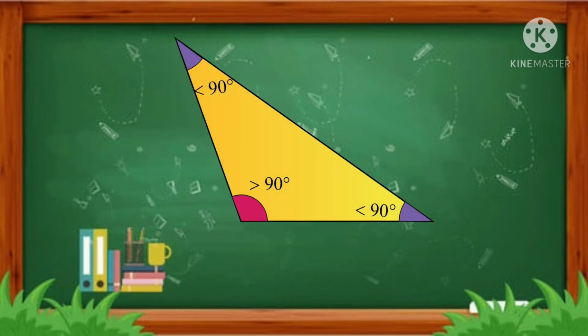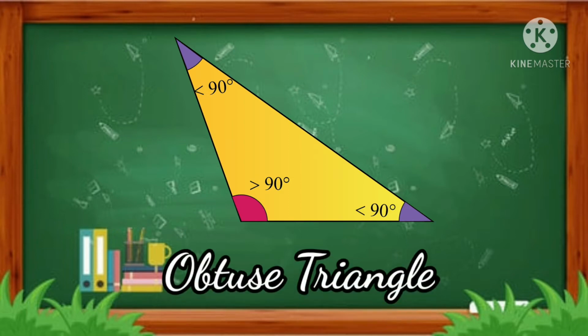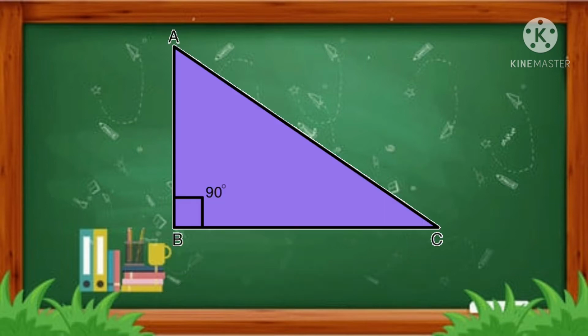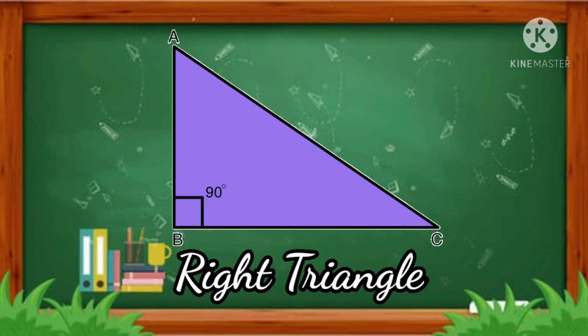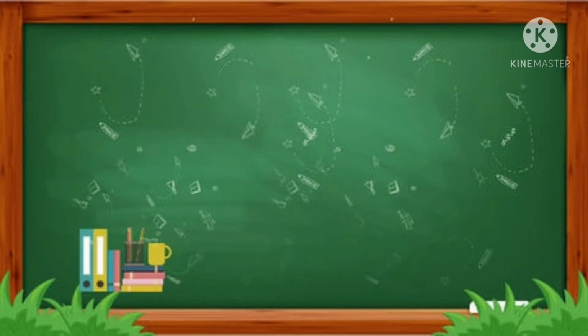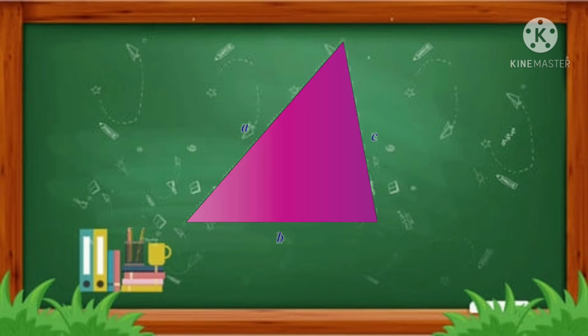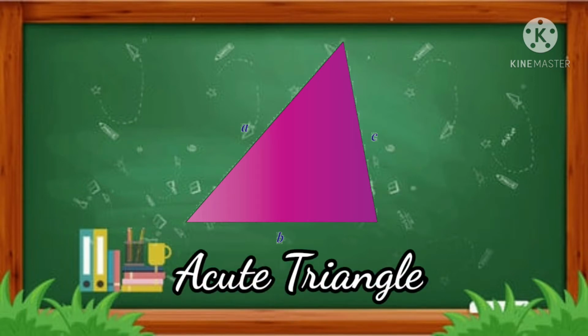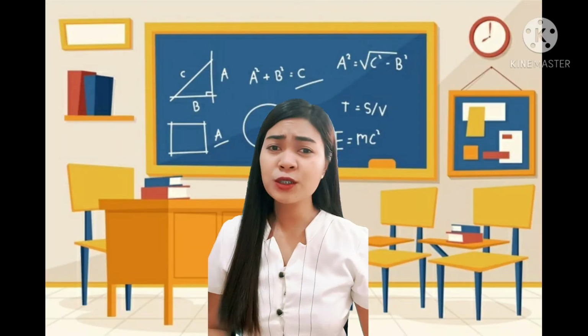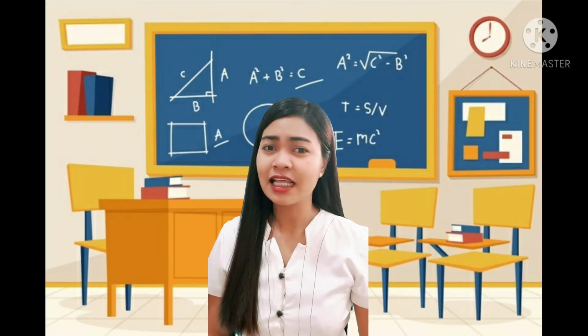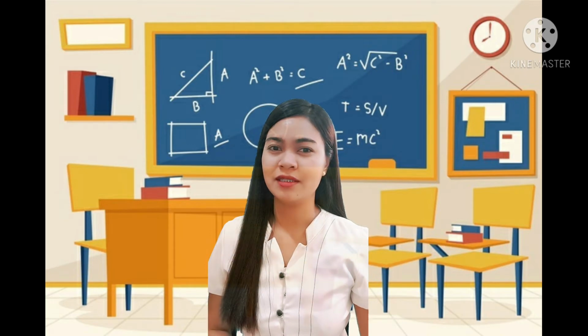What kind of triangle is this? Very good! This is an obtuse triangle. What kind of triangle is this? Correct! That is a right triangle. What kind of triangle is this? You're right! This is an acute triangle. Since you already mastered our previous lesson, let's proceed with our new lesson.